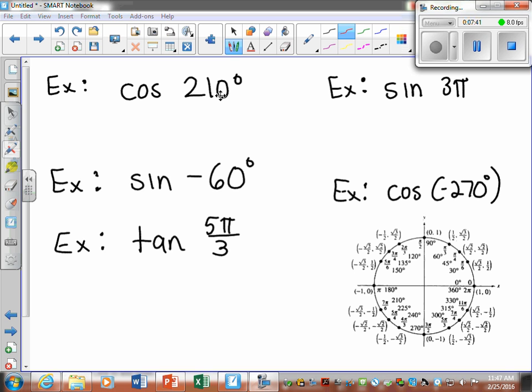Cosine of 210 is going to be, you come to 210, the x value is going to be negative square root of 3 over 2. So that's just negative square root of 3 over 2. Look on your unit circle, go to the x value at that.